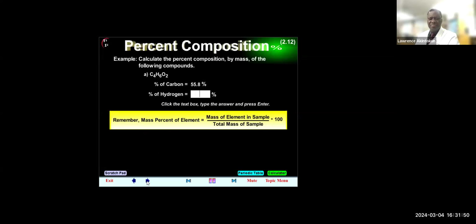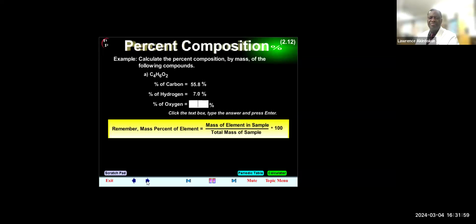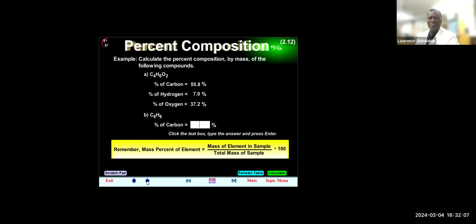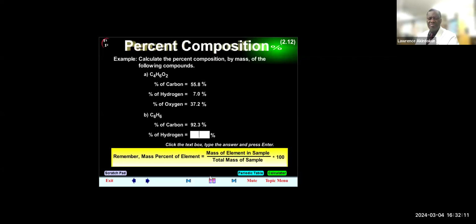Percent of hydrogen equals. Percent of oxygen equals. Percent of carbon equals. Percent of hydrogen equals. This is the second example, C6H6.